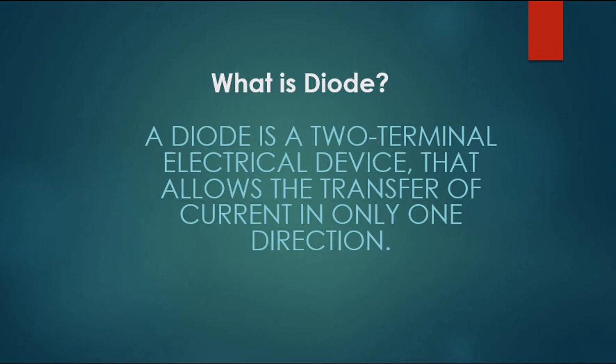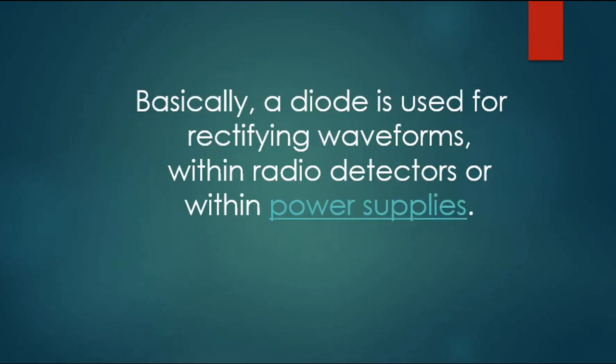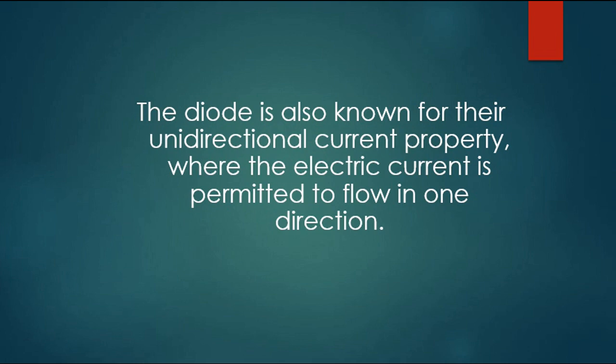And also remember what I said before I started this video. I told you that a diode can be classified based on the specific function in which you want that diode to work, whether it will be passive or active. The diode is also known for its unidirectional current property. Unidirectional current property simply means a component that allows current to pass through in one direction only, and that is how diodes work.